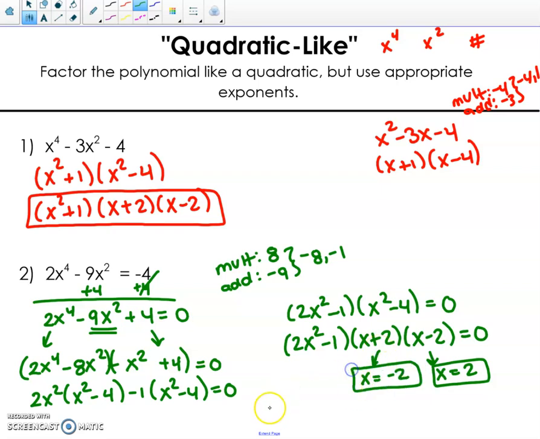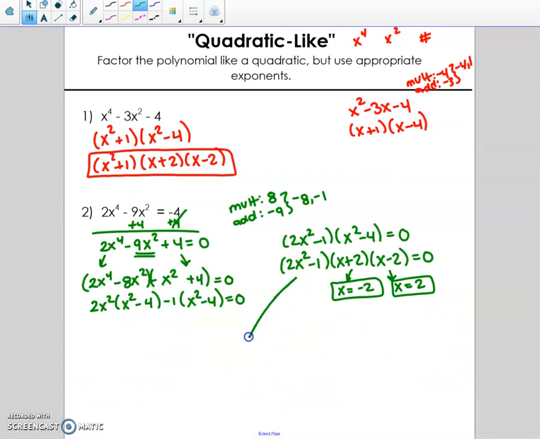And then the last piece here, I'm going to take 2x squared minus 1 and set it to 0. So I'm going to add 1 to both sides, so 2x squared equals 1, divide by 2, so x squared is 1/2, and then take the square root. So when I take the square root, remember that we do get plus or minus, and I have the square root of 1/2.